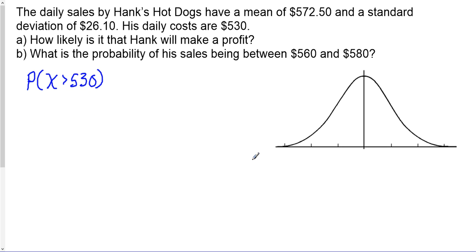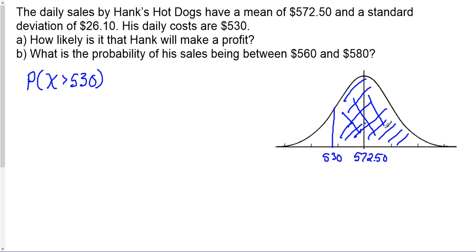So the situation that we have over here, we can model by the normal distribution. We've got our mean value here at 572.50, and we've got some value that we're interested in over here. This is our 530, and the area that we want to find is this whole area over here. We want to know how likely it is that the value of sales on a given day are going to fall into this blue shaded region, this entire region that is greater than 530.